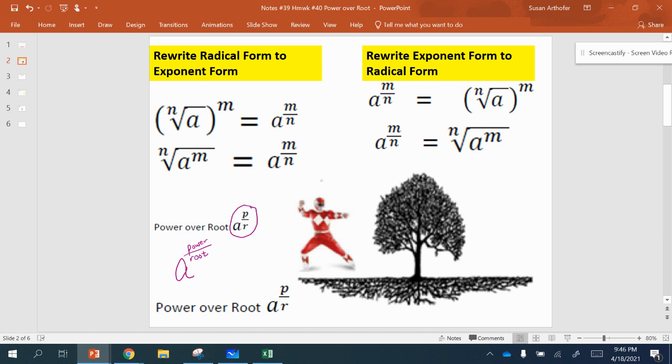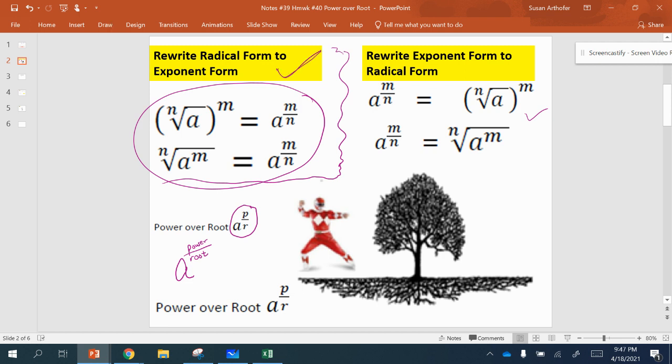Now, for your notes, you do not have to draw the Power Ranger guy in the tree, but there's 2 different forms. Today we're going to go over this form. So we're going to rewrite your radical form to exponent form. For today, I want you to write down just the left side, and we're going to do this side tomorrow. So you don't have to write that right now. Go ahead and write down this notation that's right here and write the words. Also write what's in the yellow box.